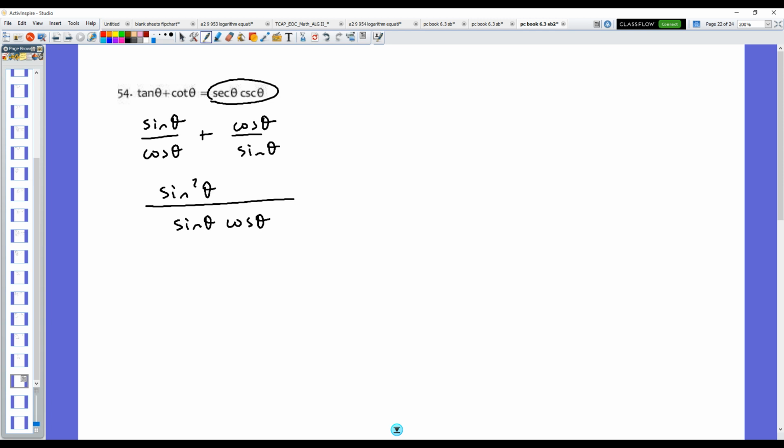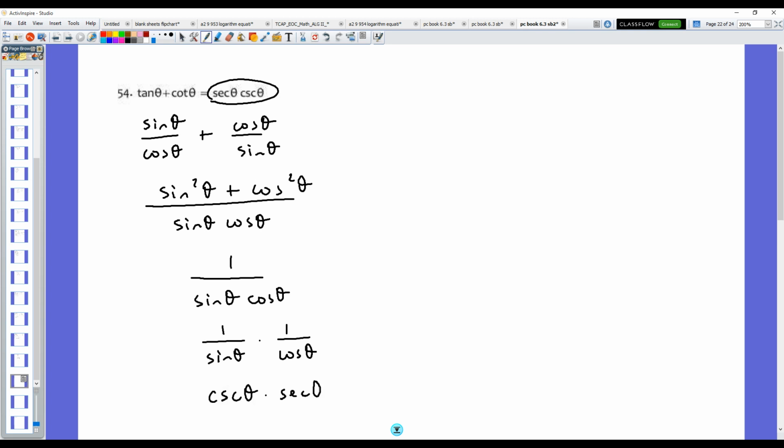Sine to the new fraction, I need to pick up a cosine. I already have a cosine, cosine squared. Sine squared, cosine squared on top is a 1. Show my audience that I can split this up into two fractions that are being multiplied together. And 1 over sine is cosecant, and 1 over cosine is secant. And that is my target.